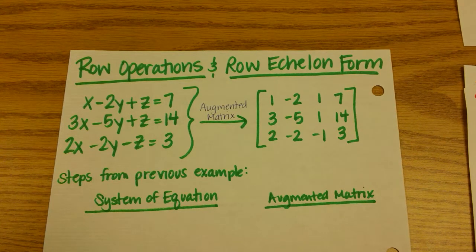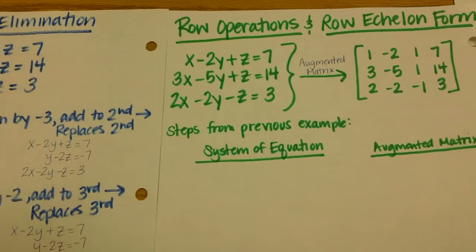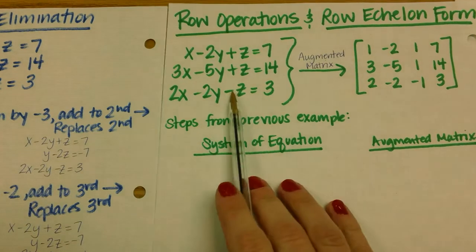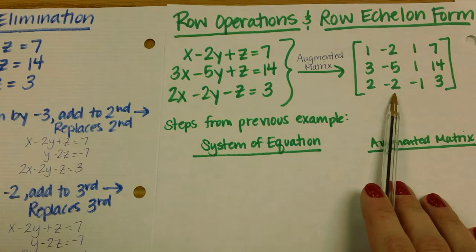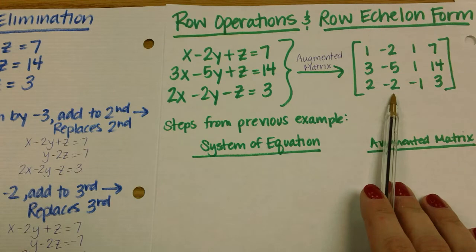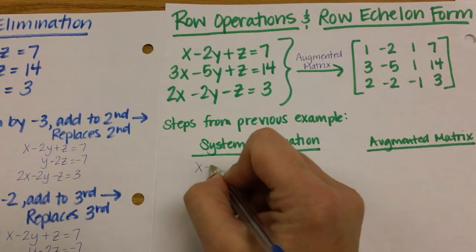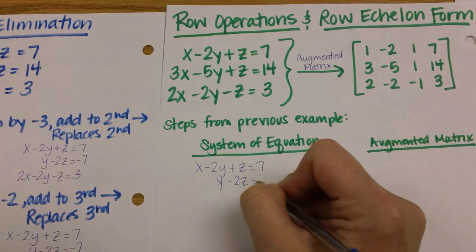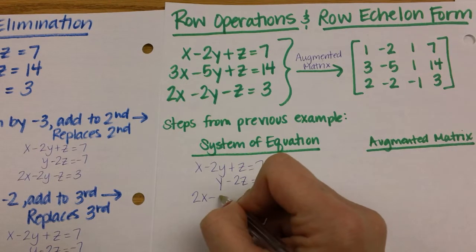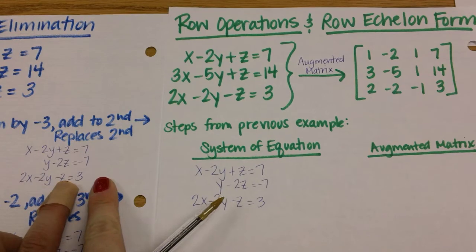So if we look at our first step from our previous one, I'm going to try to have this right here beside it. This is our system of equations, what we started with here, and written as an augmented matrix, it looks like this. To get to our second step, what we did was multiply row 1 by -3 and add it to our second one. So when we did that, we had this system of equations: x minus 2y plus z equals 7, y minus 2z equals -7, and then our third equation was the same.